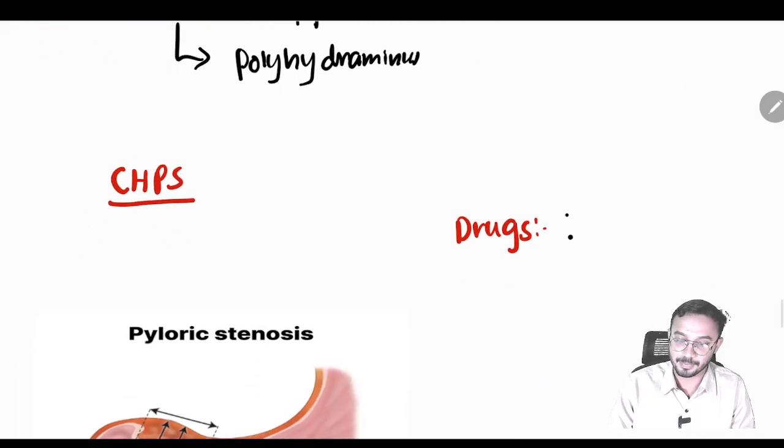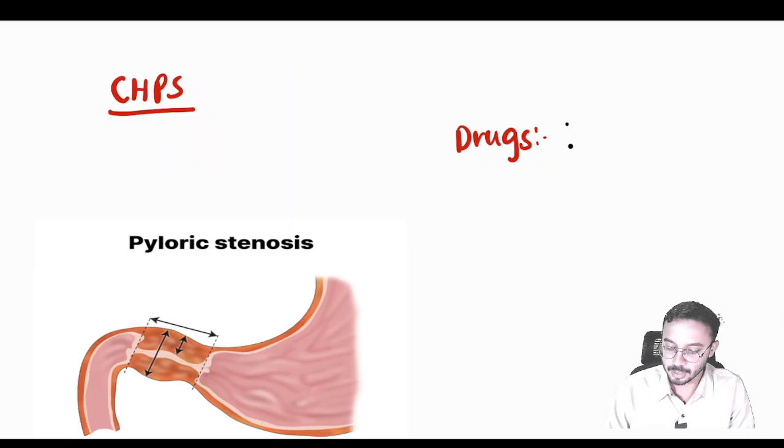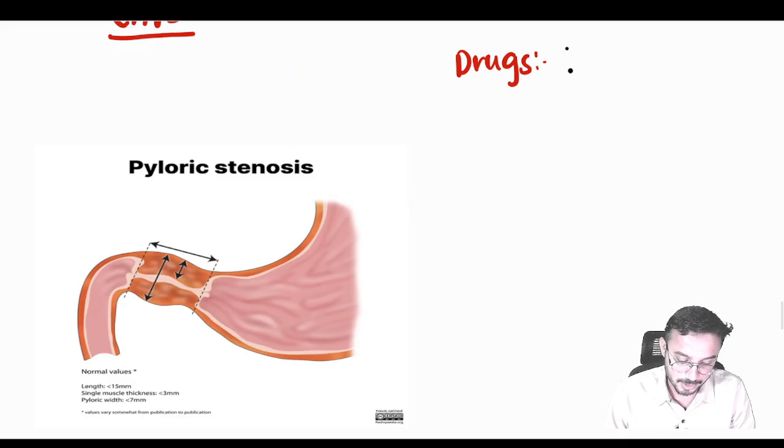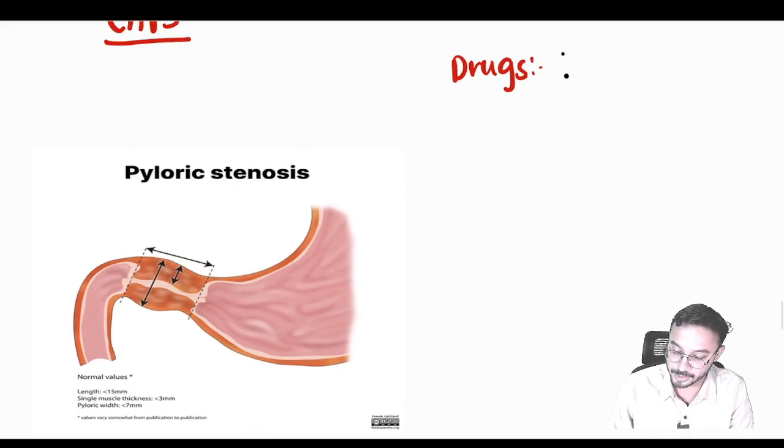And next is CHPS. CHPS is nothing but congenital hypertrophic pyloric stenosis. What actually happens here is there is a hypertrophy of the circular muscles.